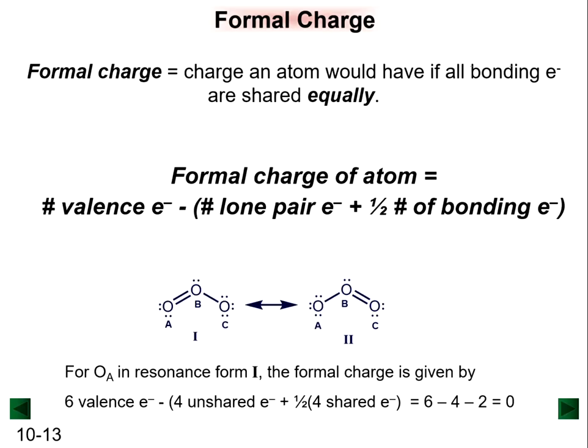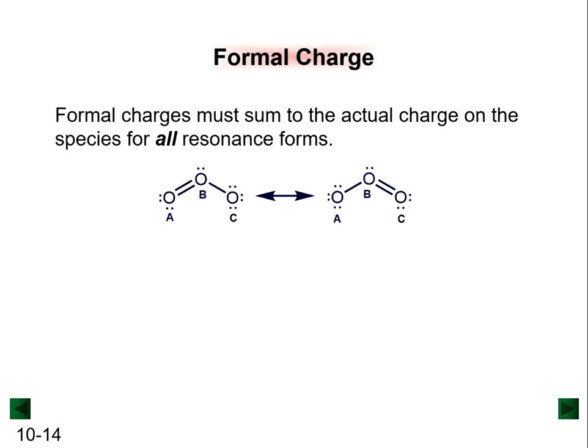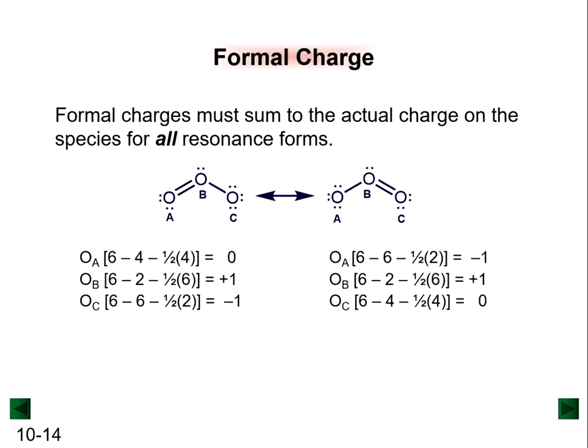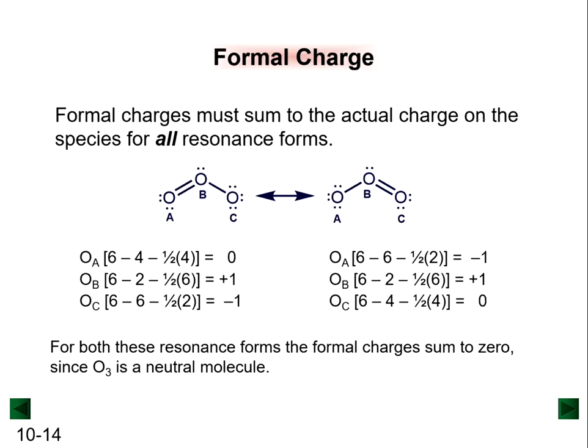Now, if you want to do an exercise to prove to yourself that you know how to do this, take the structure on the left-hand side, that is structure number 1, and for oxygen atom B, you should come up with a formal charge of +1. And for oxygen atom C, you should come up with a formal charge of -1. You can prove that to yourself. And here are the results for all these atoms. So if you've done that calculation, you can see how this all works out.